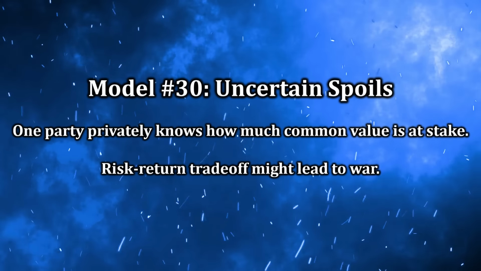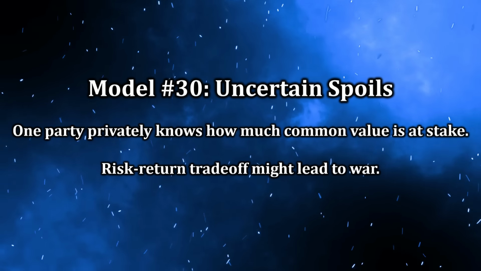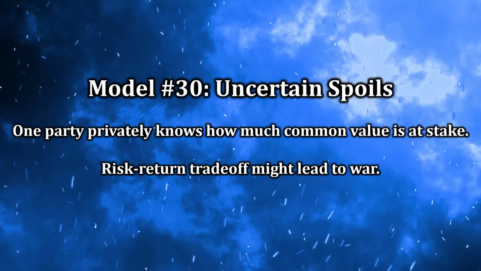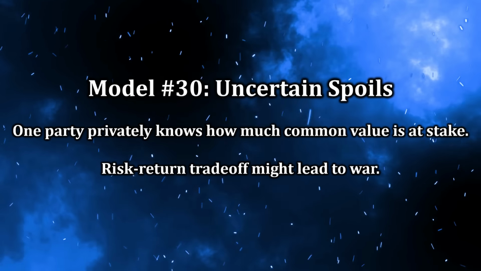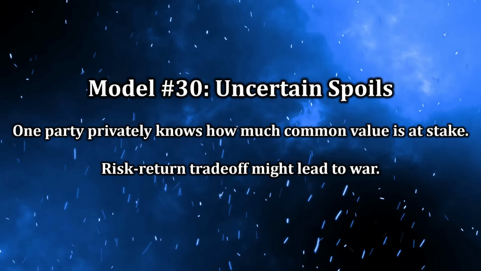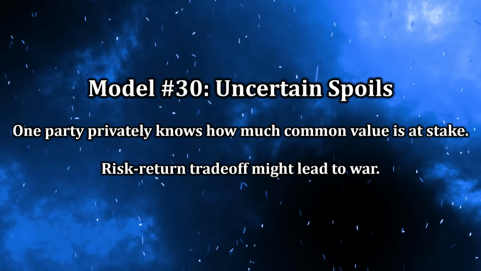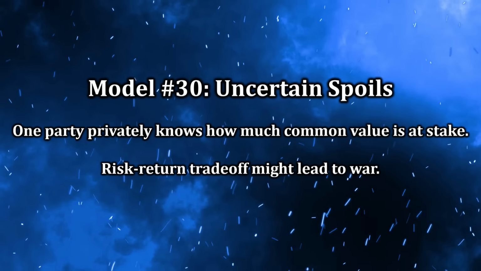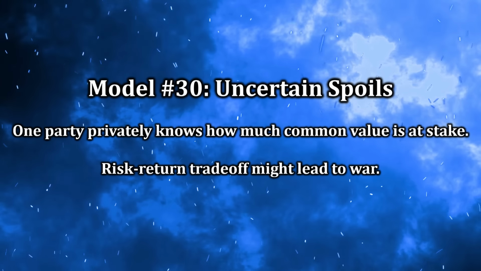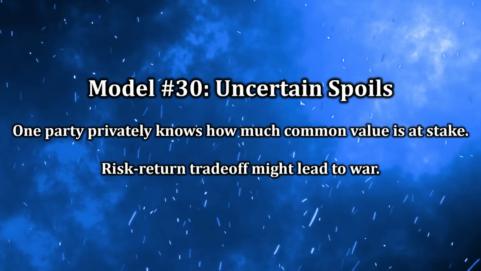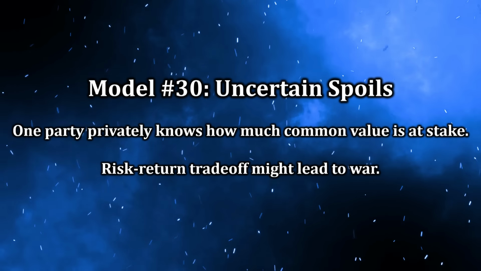Model number 30. Uncertain spoils. What happens if a party is uncertain how much wealth its opponent has available to it, like a rebel group trying to extract mineral wealth from a central government? It will not surprise you to find out that this type of uncertainty also leads to a risk-return trade-off, which can result in a positive probability of war. At least in this case, the chances of war are smaller when the uncertain actor is weaker, and rebel groups tend to be weaker than governments.